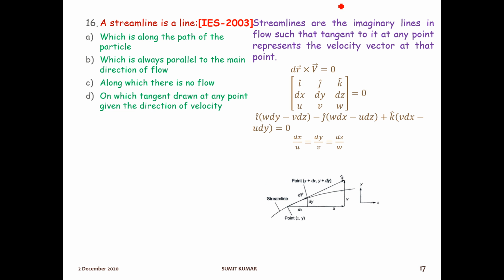Streamlines are the imaginary lines in flow such that the tangent at any point represents the velocity vector at that point. Suppose this is the streamline. If we take any point, at any point the tangent will give you the velocity. So we can say streamlines are the lines such that the tangent at any point represents the velocity vector at that point. So here we can see in option D, the tangent drawn at any point gives the direction of velocity. Option D is the right answer.